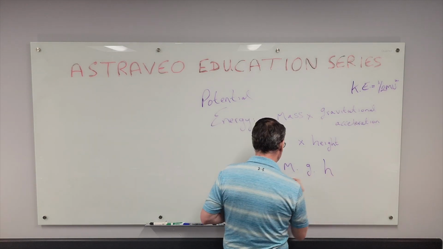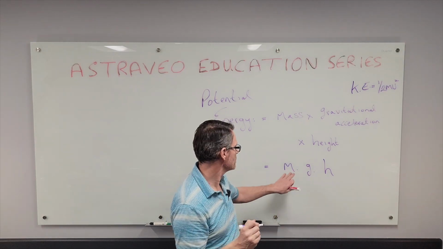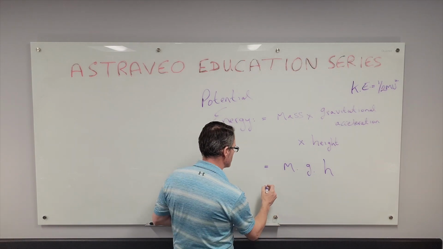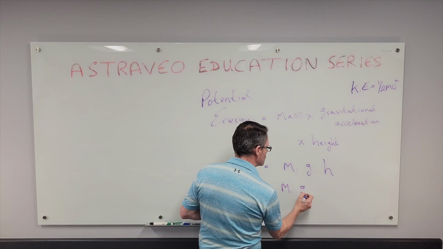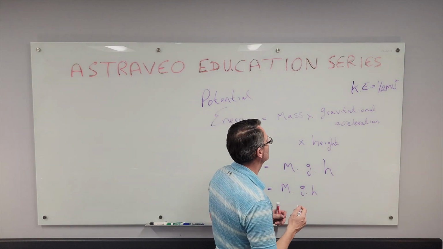So mgh, which is a little bit strange here living near Boston, because I always think of that as Mass General Hospital, which is a famous hospital here in Boston, Massachusetts. But of course, for us as scientists, it's mass times the gravitational acceleration times height, mgh.